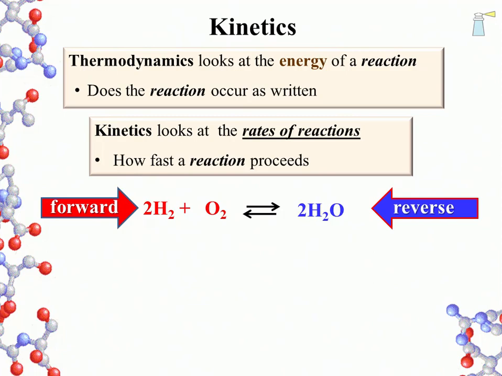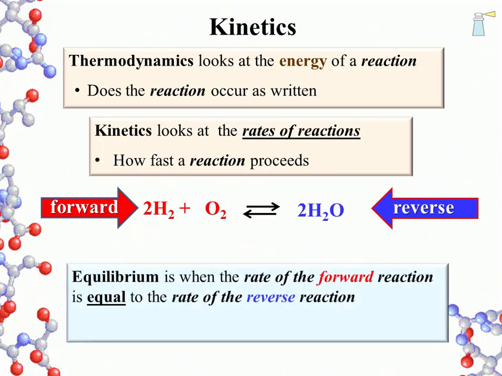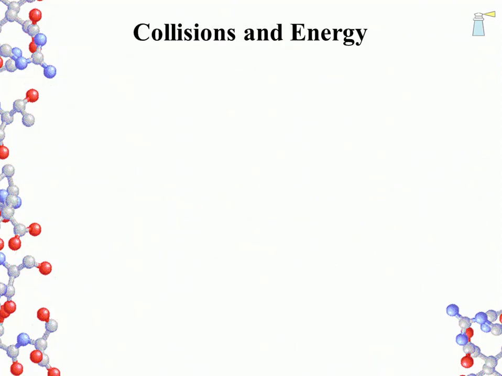More on rates in a bit, but as a heads up to the next lecture, equilibrium occurs when the rate of the forward reaction is equal to the rate of the reverse reaction. At that point, the change in concentration becomes zero. Equilibrium is a combination of kinetics and thermodynamics. So, kinetics, thermodynamics, and equilibrium are all different ways to look at the chemical reaction.